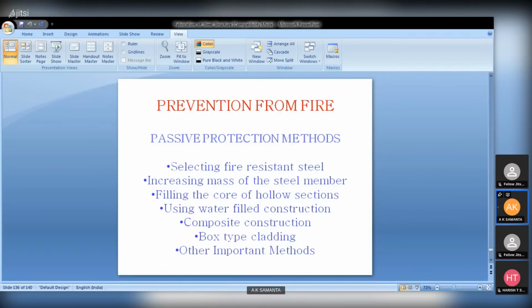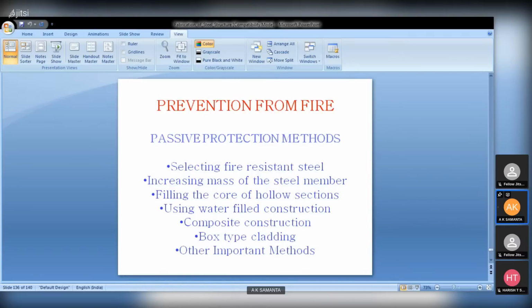Another is composite construction. Composite construction means we are using concrete as well as steel in almost equal proportion. In that case, concrete will take a lot of time. Actually, concrete absorbs a lot of heat, so steel will be exposed to less heat. Not only that, when these are in combination, their temperature rise also will be in the same manner. So as a result, the concrete will decelerate the rising of the temperature of the steel.